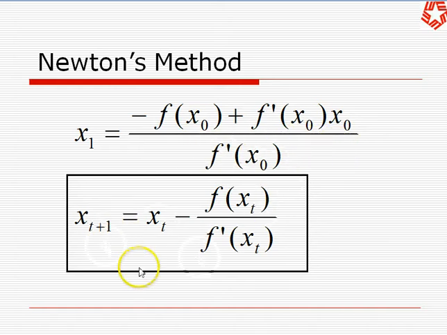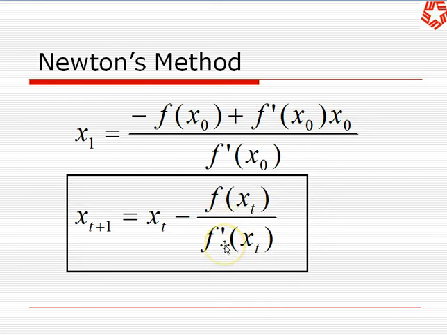When we simplify this arithmetic procedure, the next x will be the previous x minus the computation of the function that we're interested in obtaining the root of, over the derivative of that function.